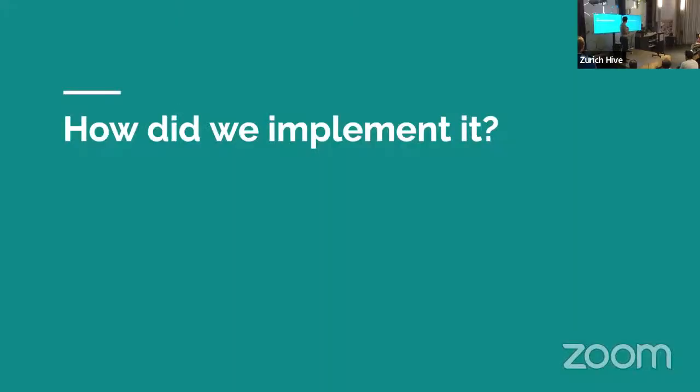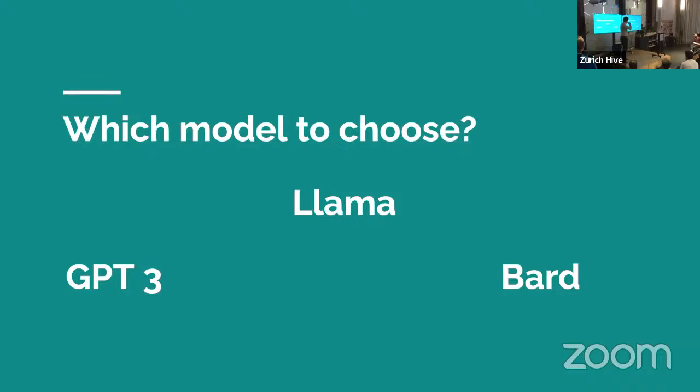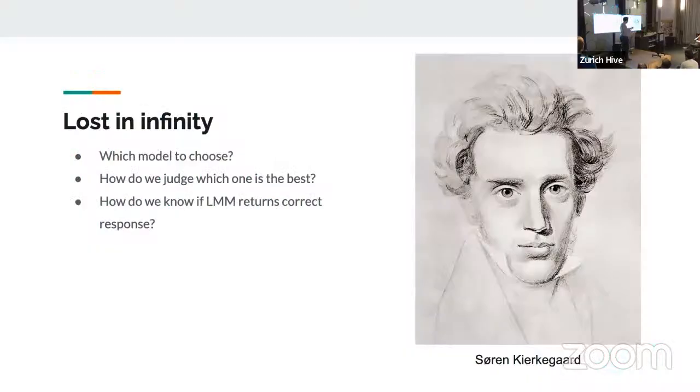And how did we implement it actually? We first looked at which model to choose. We had a couple of models to choose from back then. There was GPT-3 from OpenAI, there was Llama, there was BART from Google. And new models were coming out. So we felt a little bit like, I don't know if some of you know this guy, Kierkegaard, one of the philosophers, and he had this idea of being lost in the infinity. Like there are so many choices in your life, you don't know what to choose and you're just paralyzed. And that was us. We looked at the choices and it was like, that's too much.